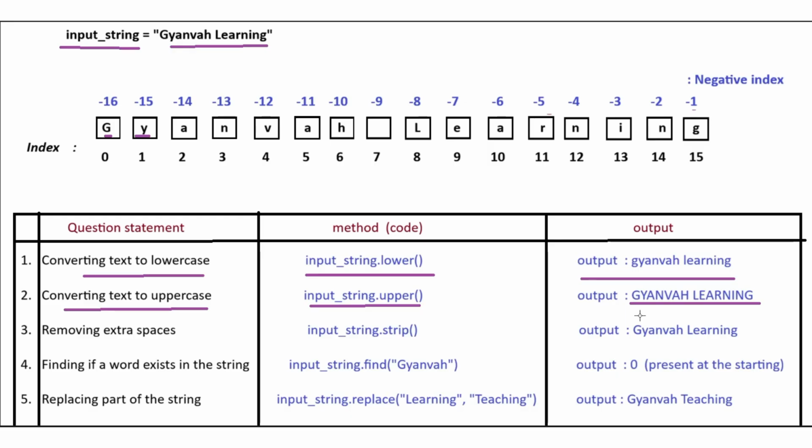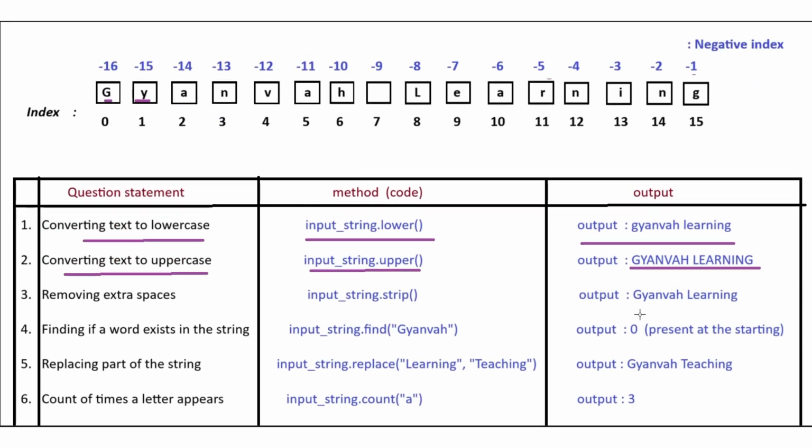This is useful when you want text to stand out, or when you want headings, or when you want data to appear in a uniform style. Removing extra spaces. Sometimes when users type text, they add unwanted spaces, maybe at the beginning, maybe at the end, sometimes even in the middle.